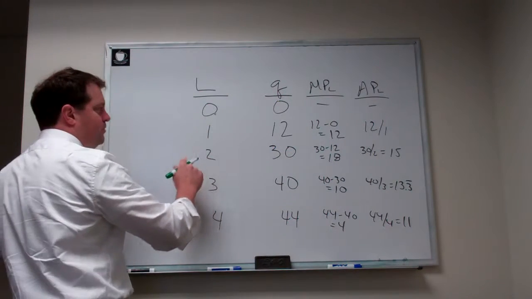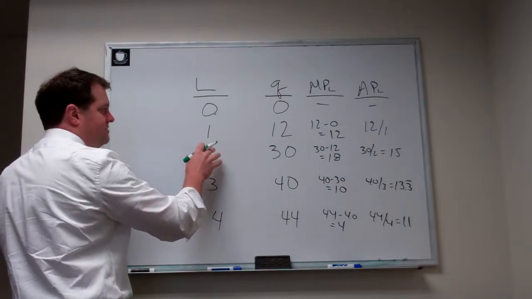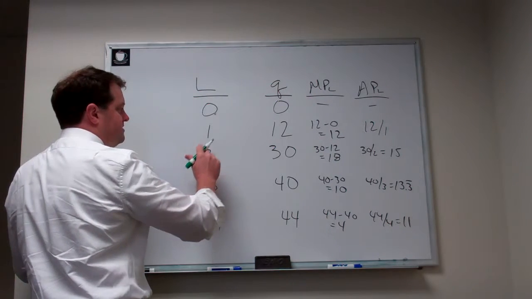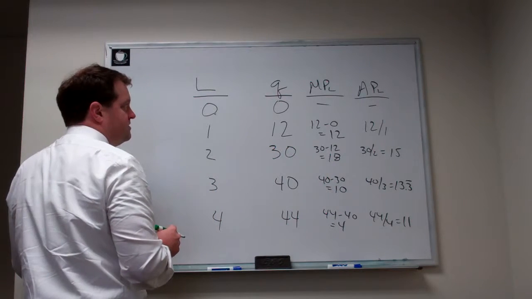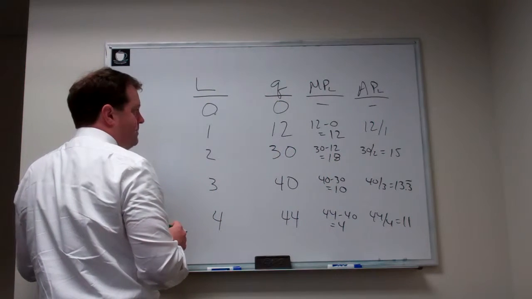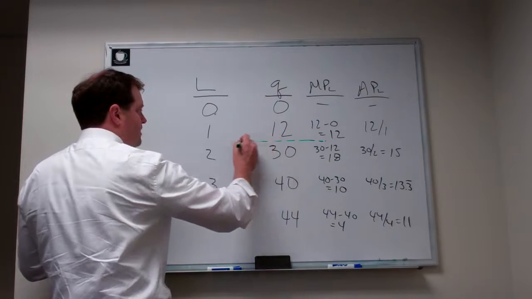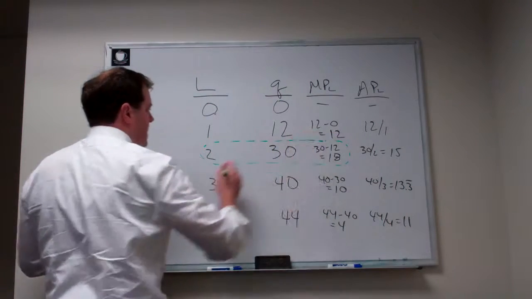But for those first couple of workers, they're sharing tasks, those tasks become more efficient, the output procedure becomes more efficient, and they're able to increase their output fairly rapidly. So this is an important point here because this is where marginal product is maximized.